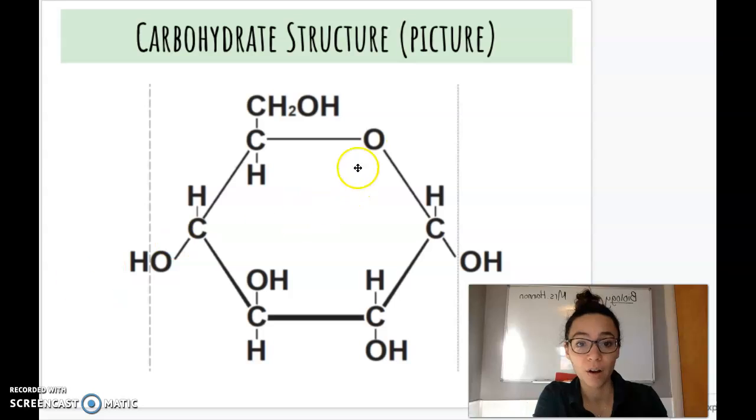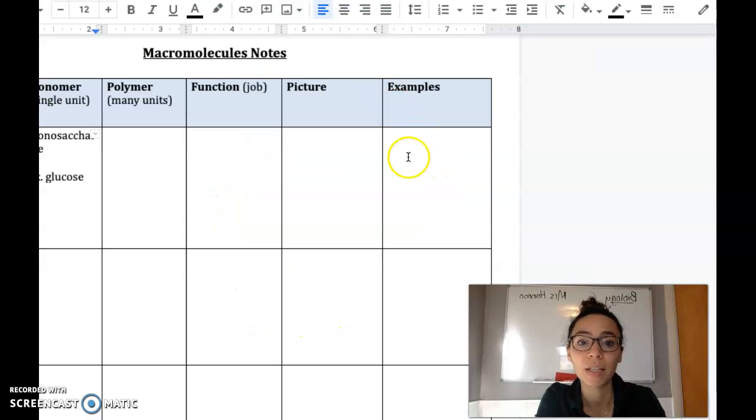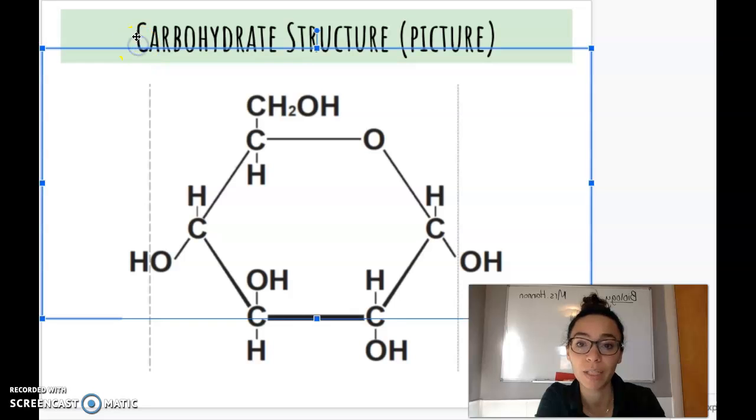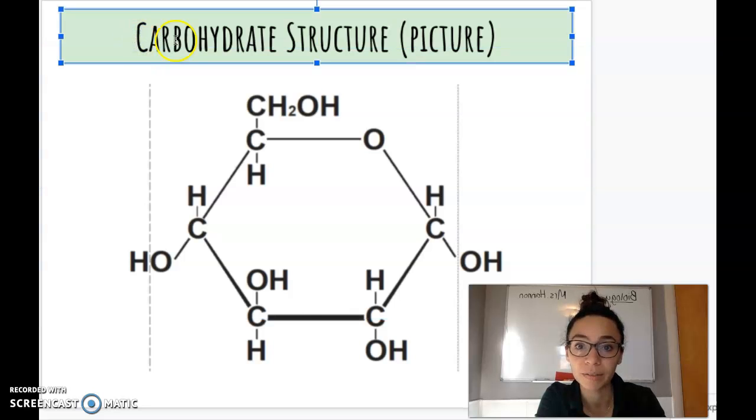The structure of a carbohydrate is a carbon ring. So it looks kind of like a ring structure, and you can draw a picture of this in your notes where it says picture. So right here you can draw a picture of this, and you should include the atoms, right? So we've got carbons, oxygens, and hydrogens in a carbohydrate, right? The word actually means carbon, right? Carbo is carbon. Hydrate means water. So we've got H2O, water, and carbon.